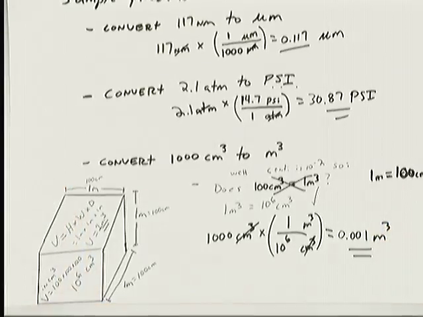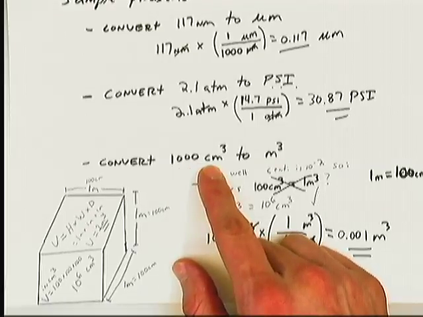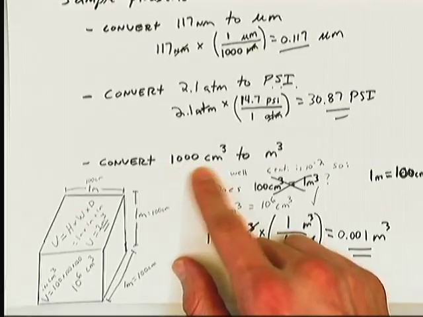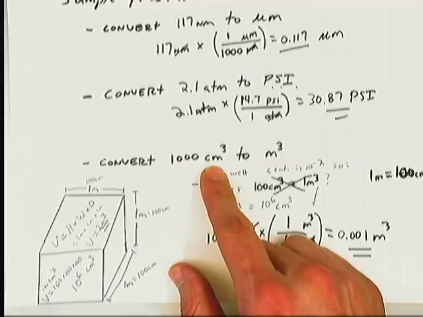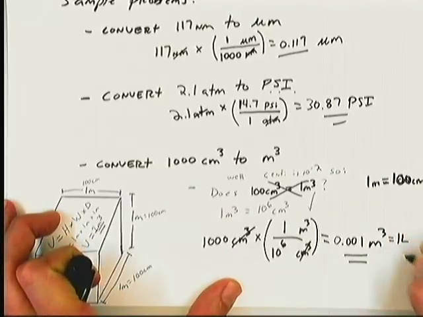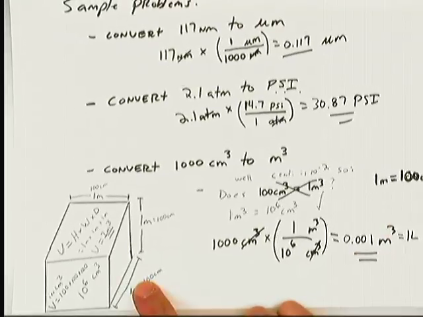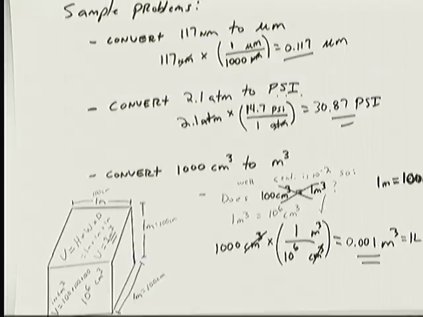And it looks like if I do that, I'll get 0.001 cubic meter. So that's the volume of 1,000 cubic centimeters. This is also the same as what? 1,000 milliliters, which is equivalent to 1 liter. So it turns out that's also 1 liter. There are 1,000 liters in 1 cubic meter. You can also figure that out from this analysis, okay?